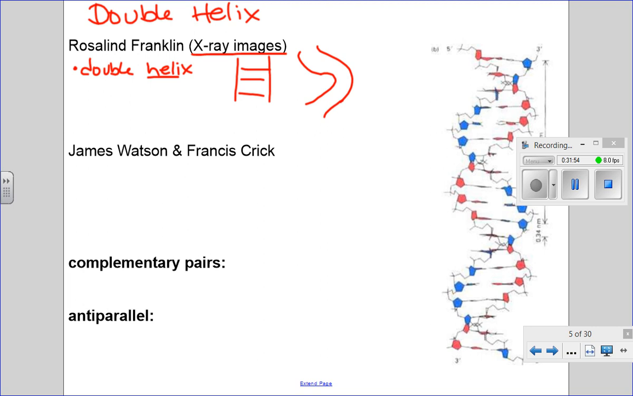Now, I am a poor artist, but if I was to try to draw a twisted ladder, I would draw, oh gosh, that's so bad. I mean, that's horrible, it's ugly.